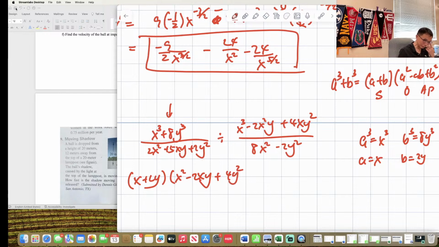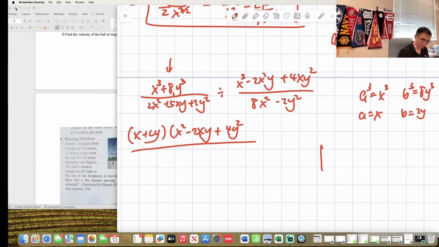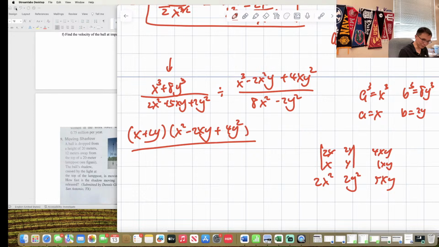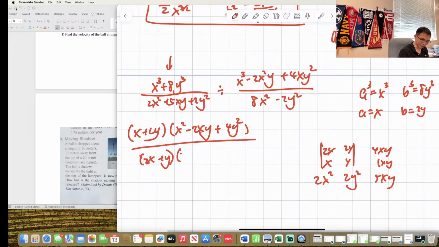Is that okay? Yeah. On the bottom, I need to use a box. So this kind you have to use a box because it has an xy mixed term. So 5xy. So 2x and x, and 2y and y. So this is a 4xy and an xy. So this is perfectly matched up. So that's going to be 2x plus y and x plus 2y. Is that okay?